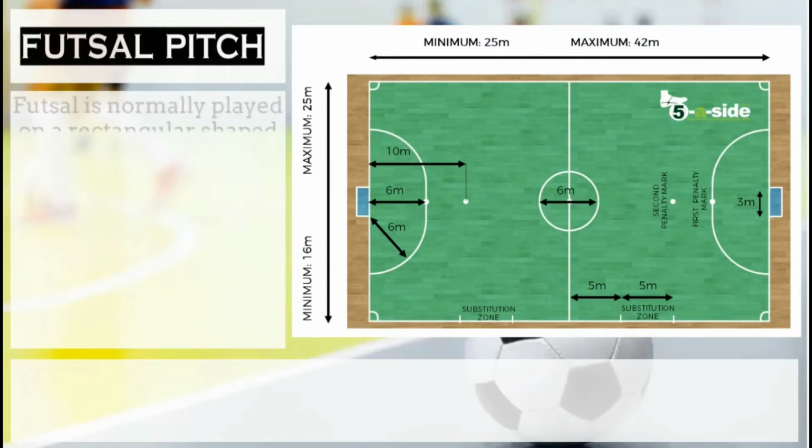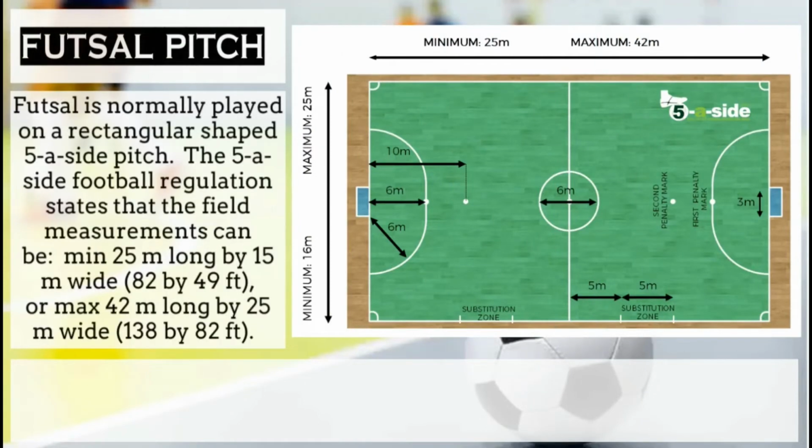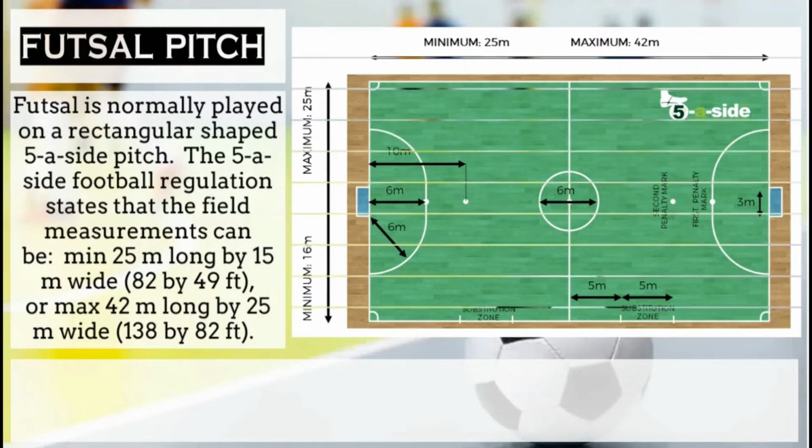Futsal pitch. Futsal is normally played on a rectangular-shaped 5-a-side pitch. The 5-a-side football regulation states that the field measurements can be a minimum of 25 meters long by 15 meters wide, or 82 by 49 feet, and then a maximum of 42 meters long by 25 meters wide, or 138 by 82 feet.